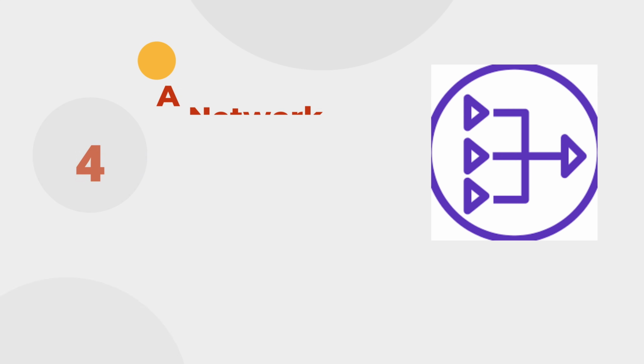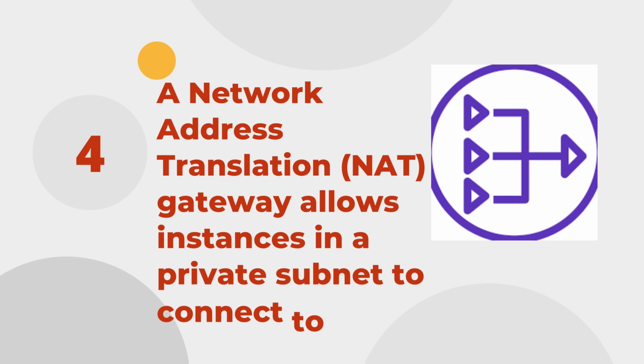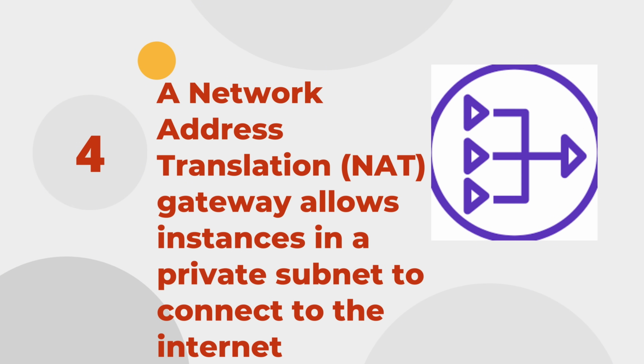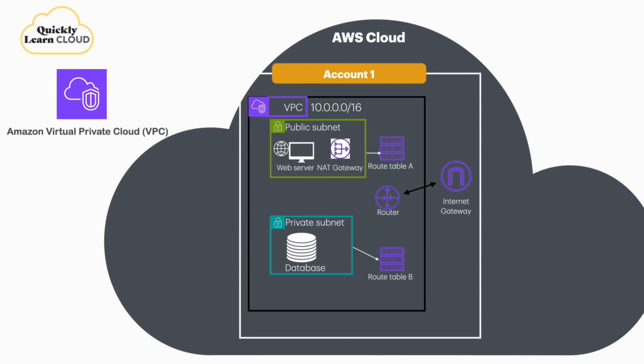4. NAT Gateway, a network address translation. NAT Gateway allows instances in a private subnet to connect to the Internet or other AWS services, while preventing the Internet from initiating a connection with those instances. AWS recommends using NAT gateways over NAT instances due to their managed, scalable nature.